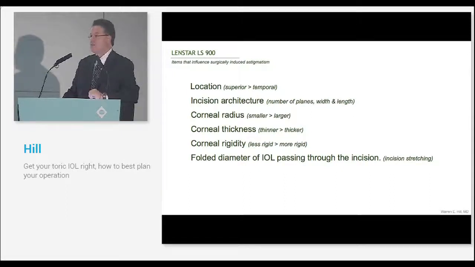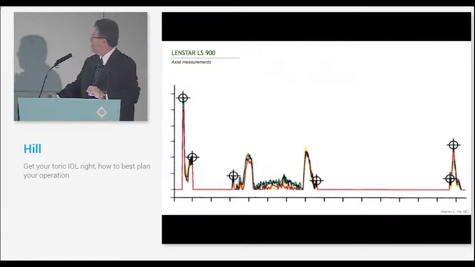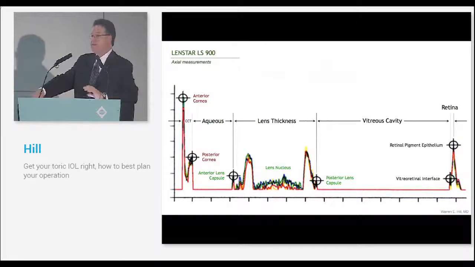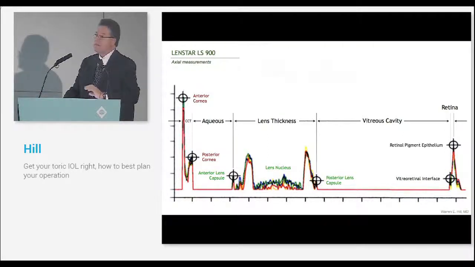So it's not a bad idea to go ahead and determine your surgically induced astigmatism and then put this in the Haag-Streit LENSTAR biometer. Now, again, part of this talk is about getting things right for the toric IOL. I should also mention the axial measurements of the LENSTAR. Here we have the anterior cornea, posterior cornea, anterior lens, posterior lens, RPE, and the pigment epithelium. This is a magnificent way to measure the axial length.